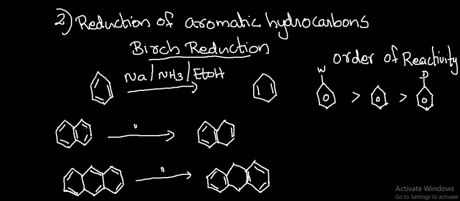When naphthalene undergoes Birch reduction, it will reduce one of the rings. Here, two double bonds disappear and change into one double bond.